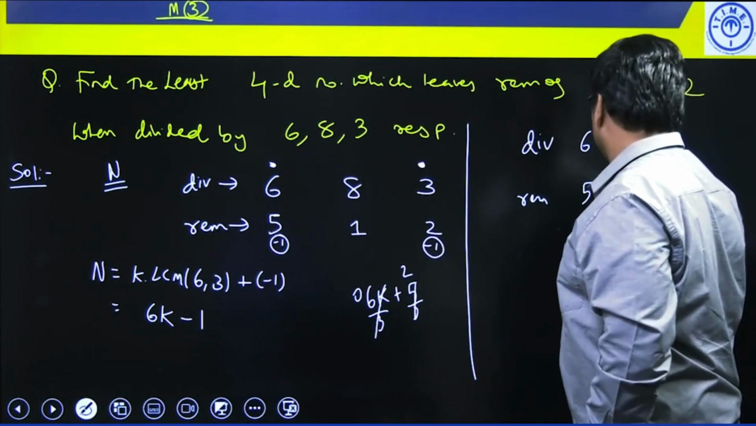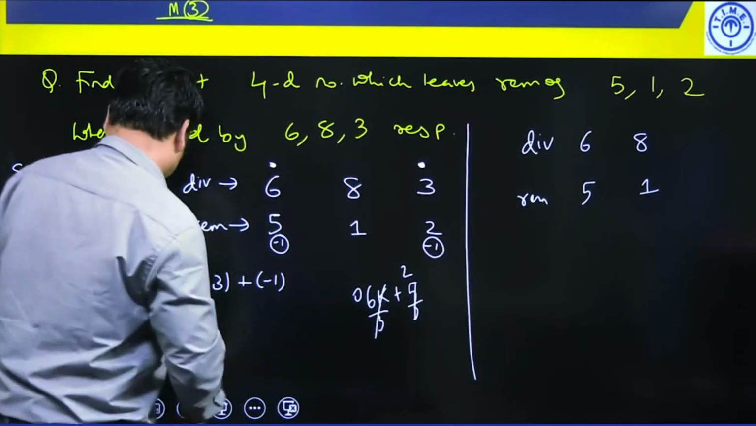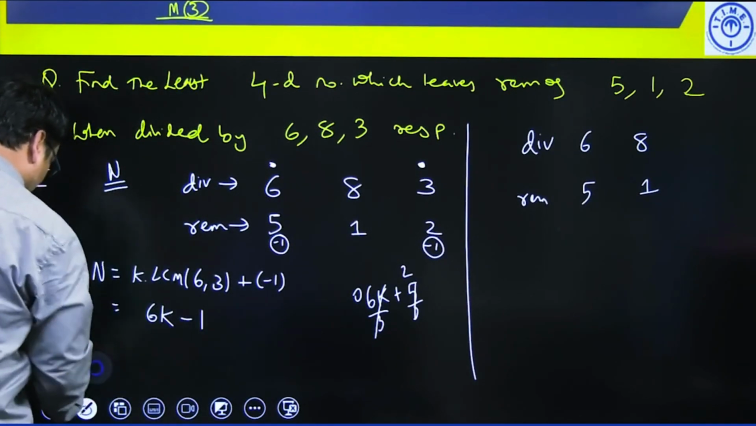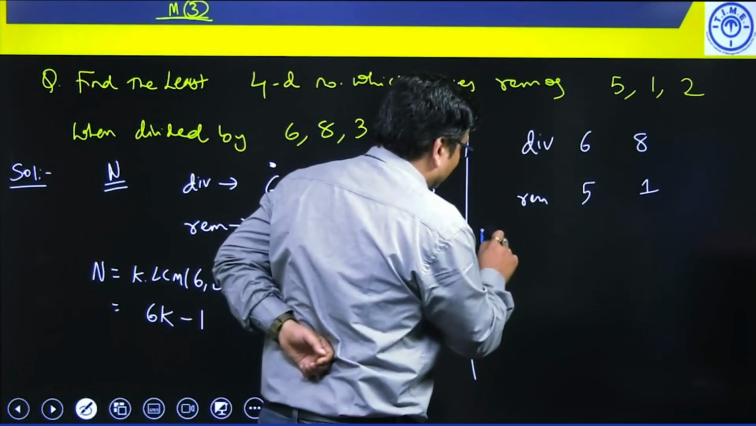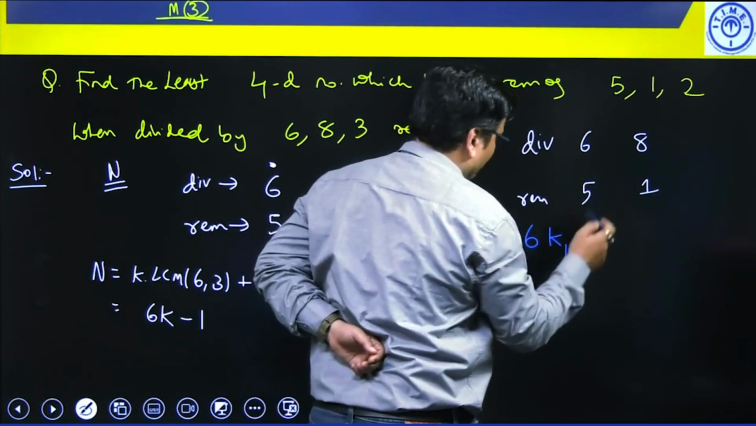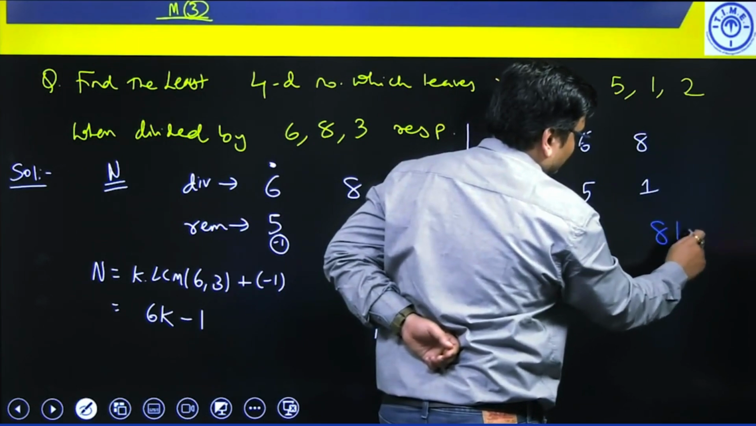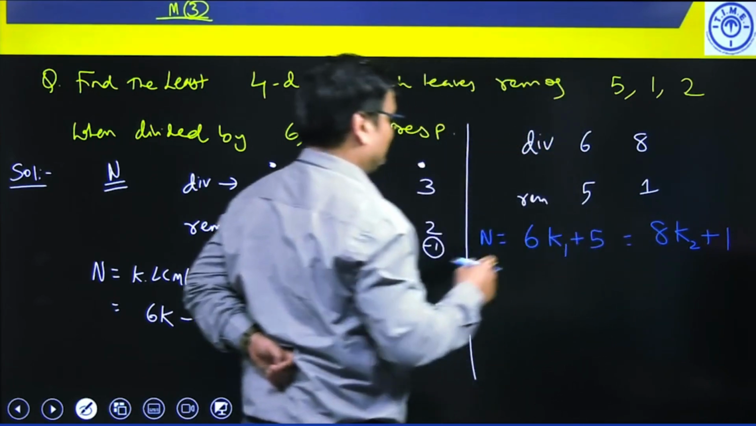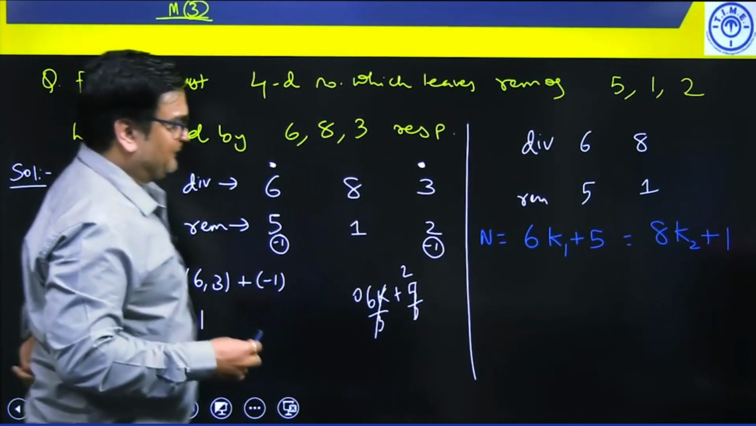And the other case is 8 and 1. So we can ignore the third case entirely. So now we are left with only 2 cases. Here can I write the number n as divisor into quotient, say k1, plus remainder. Here can we write it as divisor into quotient, let us say k2, plus remainder. So these two should be equal. So if I put them equal, let us see what happens.